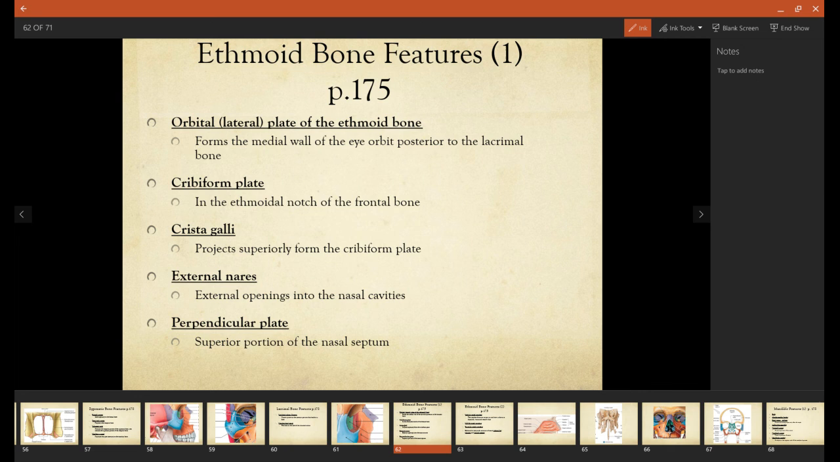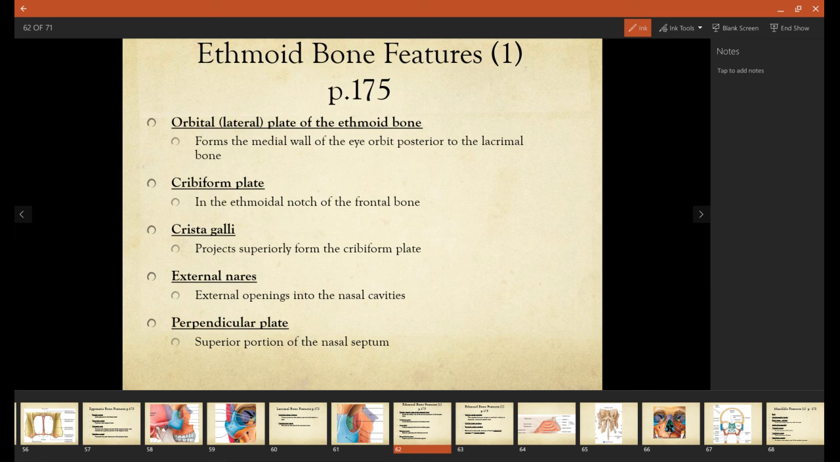The ethmoid bone has a few different structures here, but the orbital, or also called the lateral plates, actually form the insides of the eye orbit, so they're the outside portions of the bone. The cribriform plate is what sits in the ethmoidal notch, and it has lots of little holes scattered around there for the olfactory nerves to go through. The crista galli sits on the cribriform plate, and it's just a little ridge.